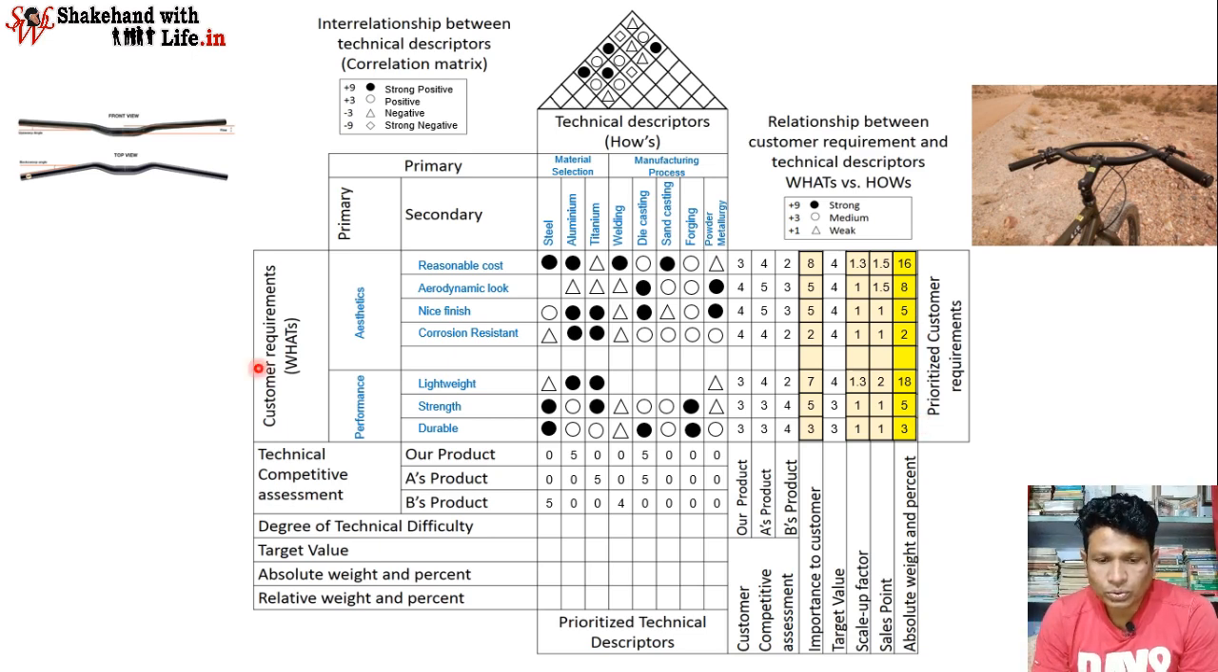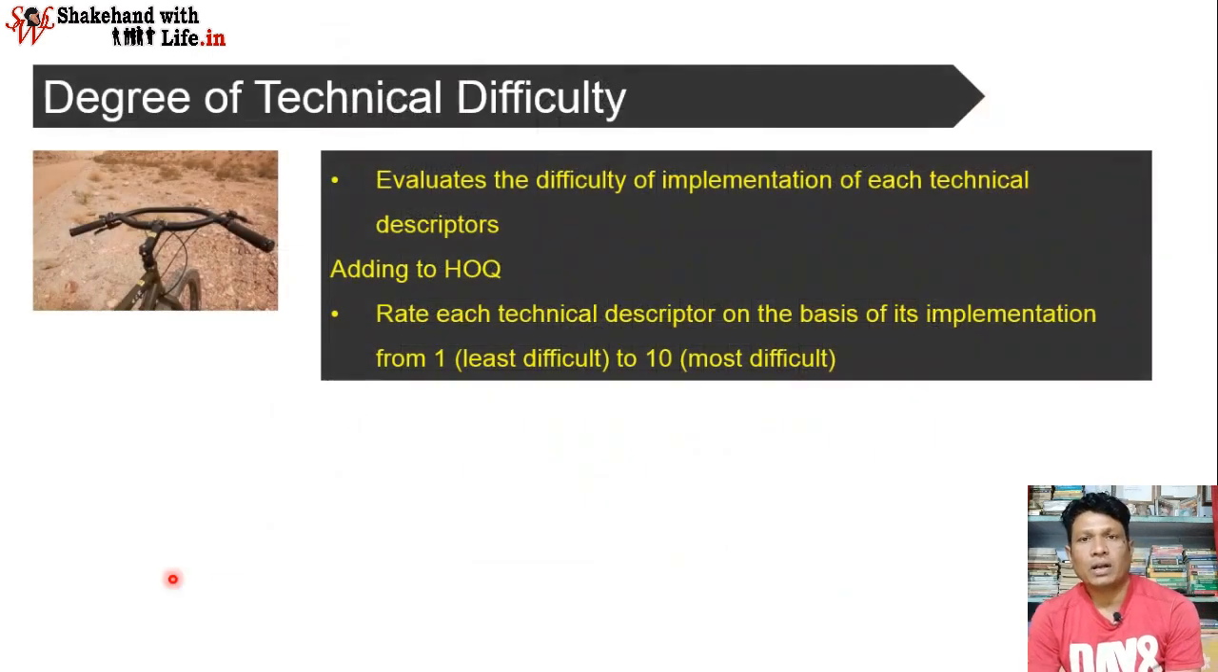Now we come to the next section, prioritize technical descriptors, and this section is for the degree of technical difficulty, target value, absolute weight and relative weight. This section you can say is the footer of the house of quality, in the bottom of the house. Right. So starting with the degree of technical difficulty.